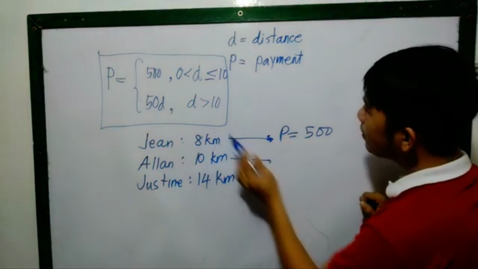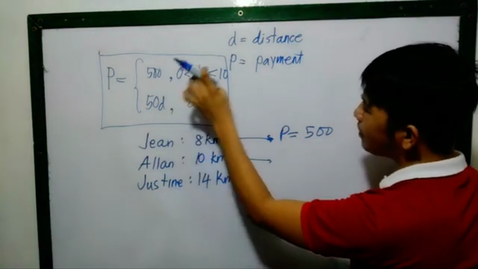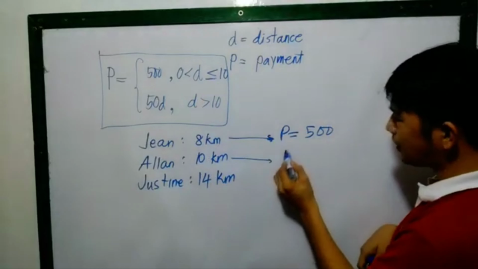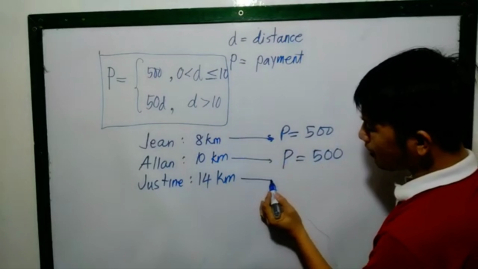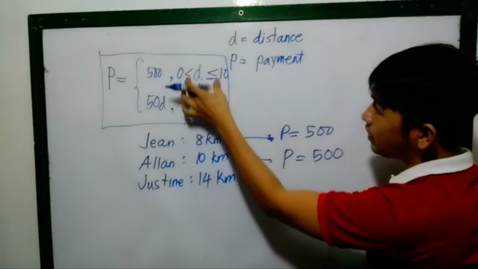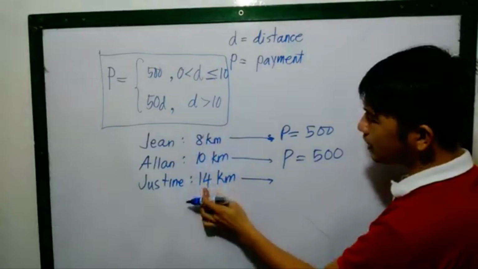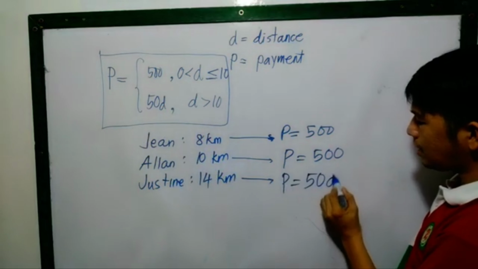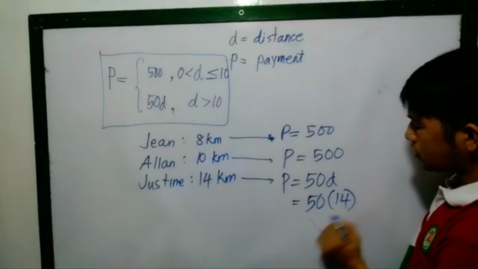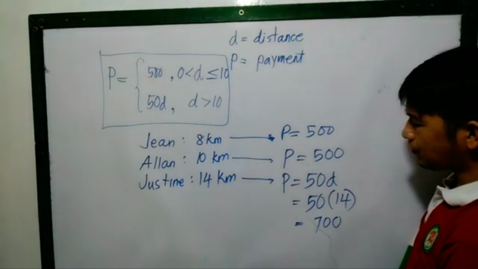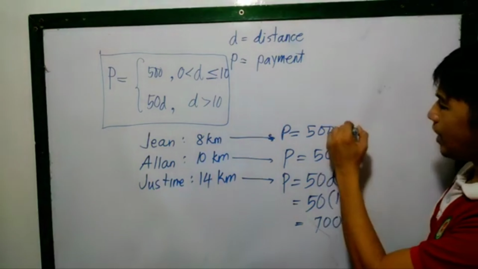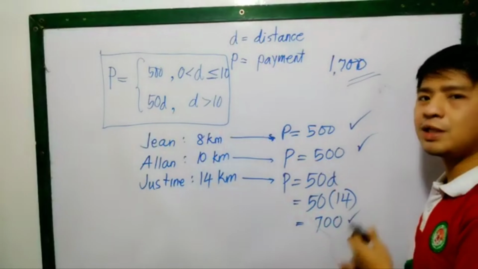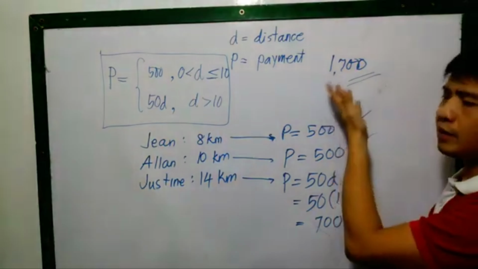So, kapag 10 kilometers naman, kung makikita nyo, ang 10 is mataas kay 0, pero mababa kay 10 kasama si 10 dahil meron tayong equal dito. So, therefore, still, gagamitin natin yung first. P equals to 500 pesos. What about kapag 14 kilometers? So, kapag 14 kilometers, makikita mo yon dito dahil ang D ay mataas sa 10. Ang 14 ay mataas sa 10. So, therefore, gagamitin natin itong pangalawa which is P equals 50 times D where D is 14. So, multiply nyo, it will become 700. So, therefore, ito yung babayaran ni Justin. So, if we will add yung mga babayaran nila, that is 1,700 pesos. Ito yung kita ni Eldrian sa tatlong passenger. So, kung meron pang susunod na passenger, syempre, mas tataas ang kanyang kita.